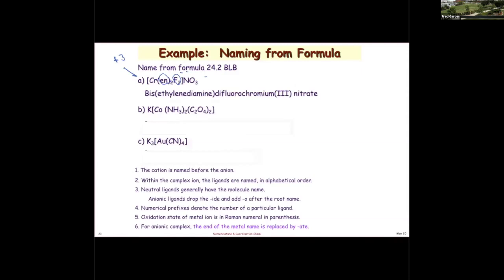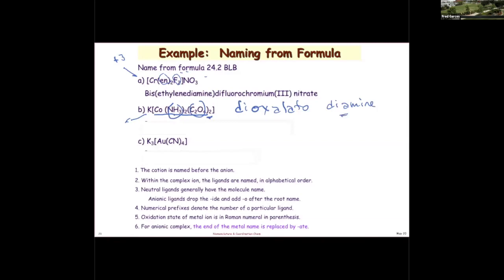Okay, let's take a look at the second one. Now our transition metal is an anion, so it has to end in ate. This is potassium. We named the cation first. Here we have amine and we have oxalato. There's 2, so there's dioxalato. There's 2 here, and there's 2 amines, so there's diamine.